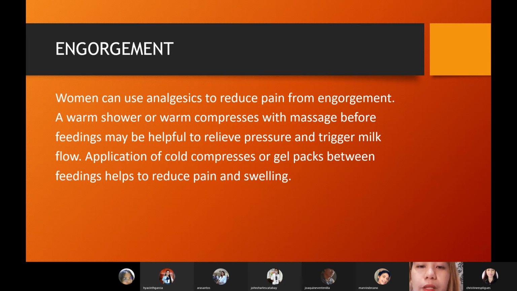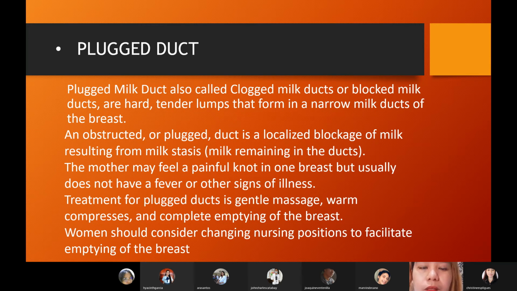Application of cold compress or gel packs between feedings helps to reduce pain and swelling. So the cold compress also helps to reduce the swelling and the pain.